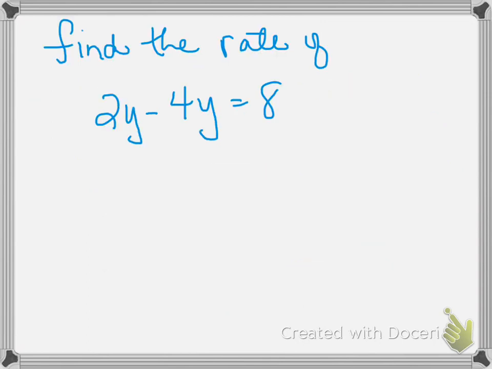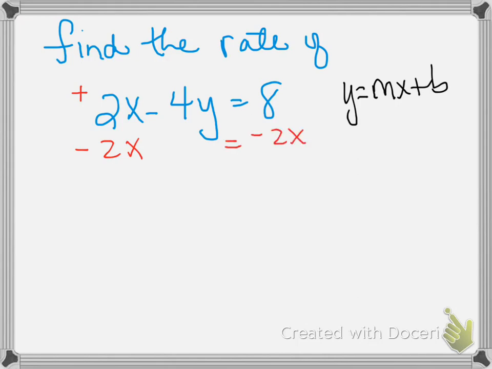Let's try another one. Oops, I made a typo and I just noticed it. This should be an x. Alright, so now we want the slope again. So again, we want to put it in y equals mx plus b, so we want the y by itself. This is a positive 2x, so I'm going to subtract 2x from both sides of the equal sign. This will cancel out. I'm going to bring down my negative 4y.